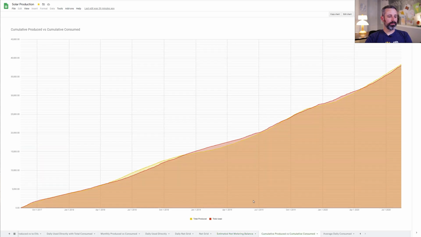All right, so this is cumulative produced versus cumulative consumed, and so the red is used and the yellow is produced. And you'll see that there's just this gradual variance between the two. When you start getting to June, we've used more than we've produced, and then sometimes we've produced more than we've used. So there's this ballet between the two, generally keeping up with each other in our case.